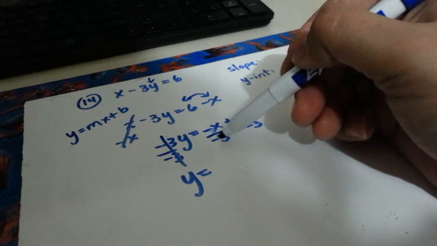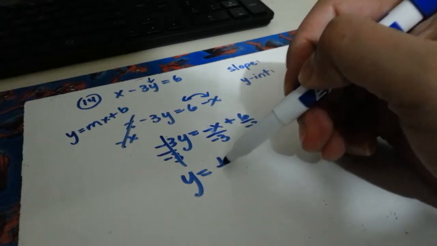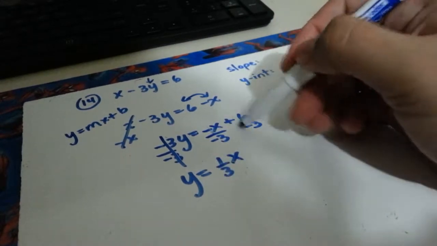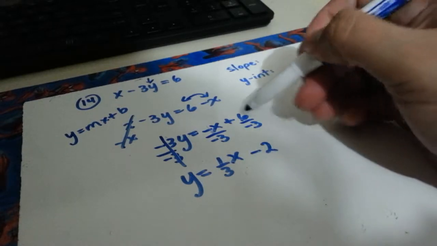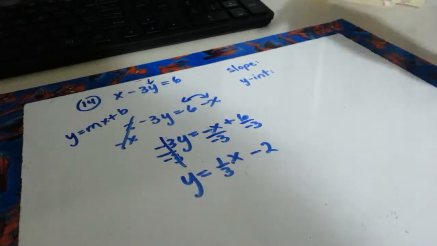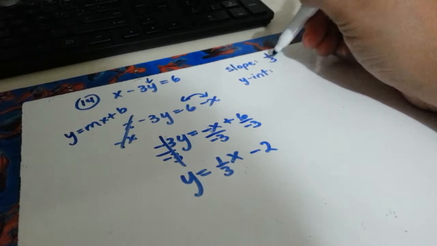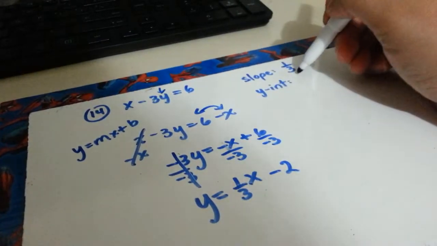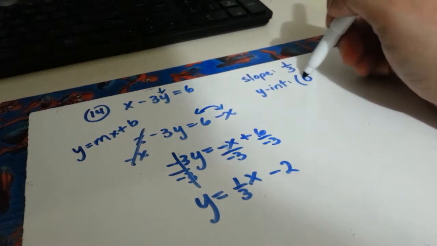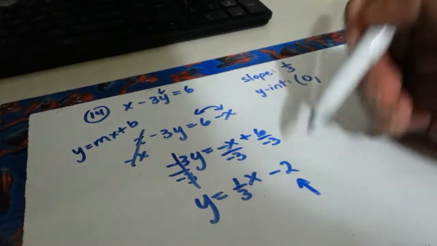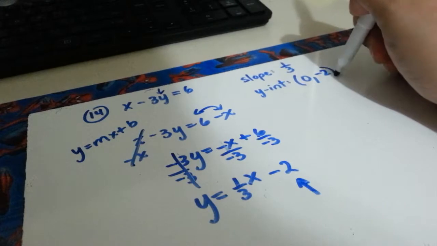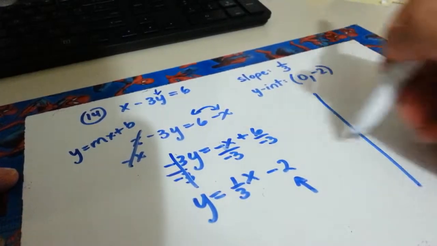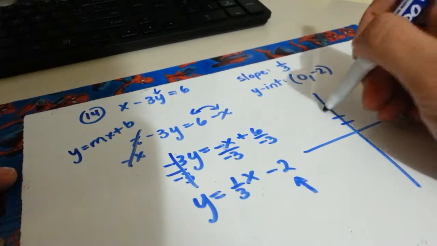What's negative 1 divided by negative 3? Well, positive 1/3, right? And this is a negative 2, 6 divided by negative 3. So your slope is going to be positive 1/3. Your y-intercept is going to be, remember that the value comes from the constant, the y value. And then you sketch.